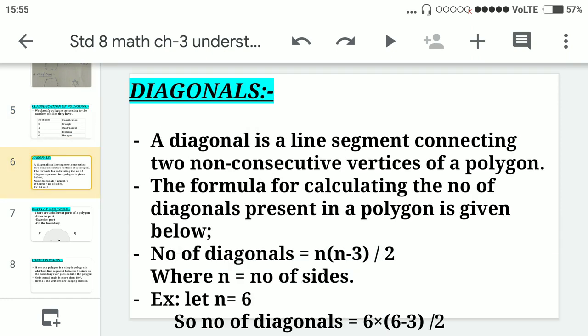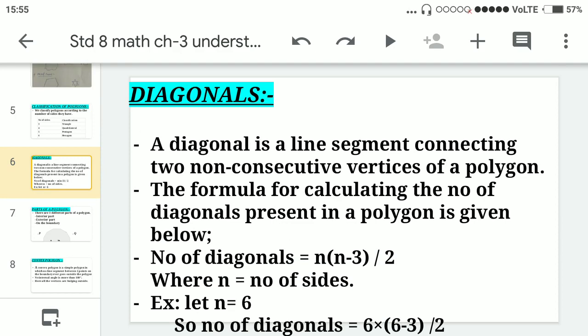Then move to diagonal. What do you mean by diagonal? A diagonal is a line segment connecting two non-consecutive vertices of a polygon. Two non-consecutive, or opposite, or two non-adjacent vertices, we can say. That is known as the diagonal. And the formula for calculating the number of diagonals is n into n minus 3 divided by 2.